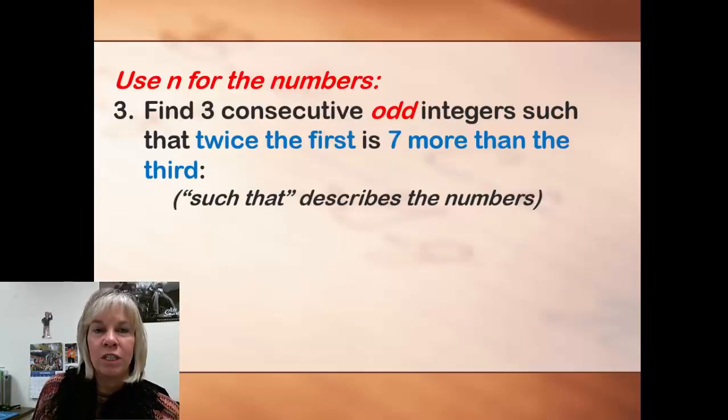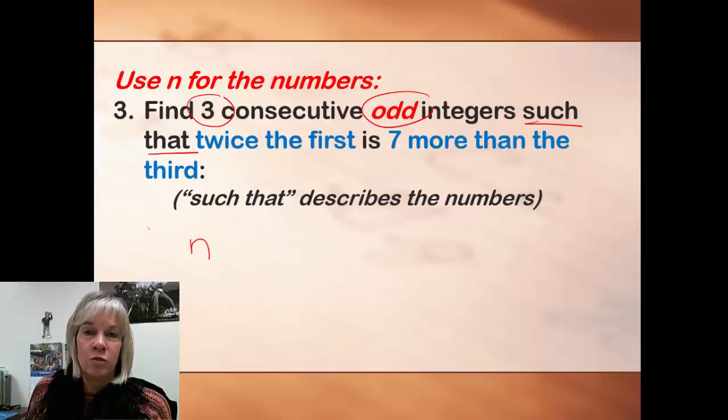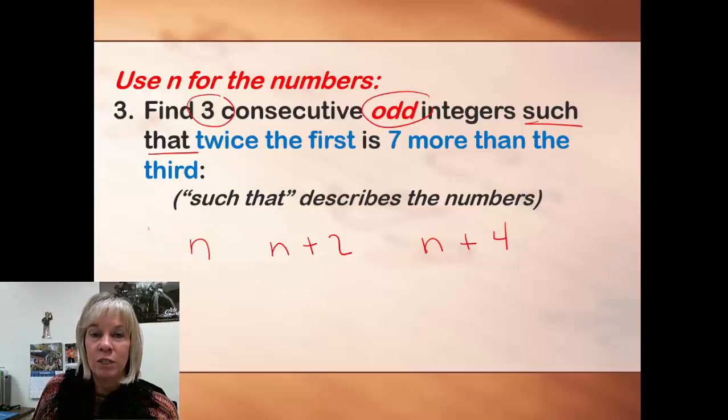Let's read this carefully. Find 3 consecutive odd integers such that, okay, some key words here. So I've got 3 consecutive odd numbers. Let's write down what those numbers would represent. N would be our first one. What would the second one be if it's going to be odd and consecutive? N plus 2. And then n plus 4. So first number, second number, third number.